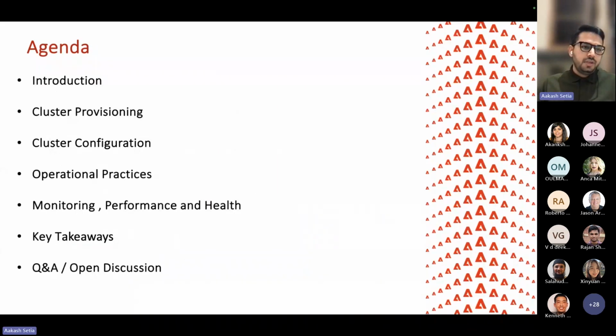So the agenda for today is we'll start with a brief intro of how FoundationDB looks at Adobe, and then we'll focus on the cluster provisioning part and also show you how we are doing cluster configurations. And then Deekshit will talk about the operational and monitoring and performance health, all the operational aspects for the FoundationDB.